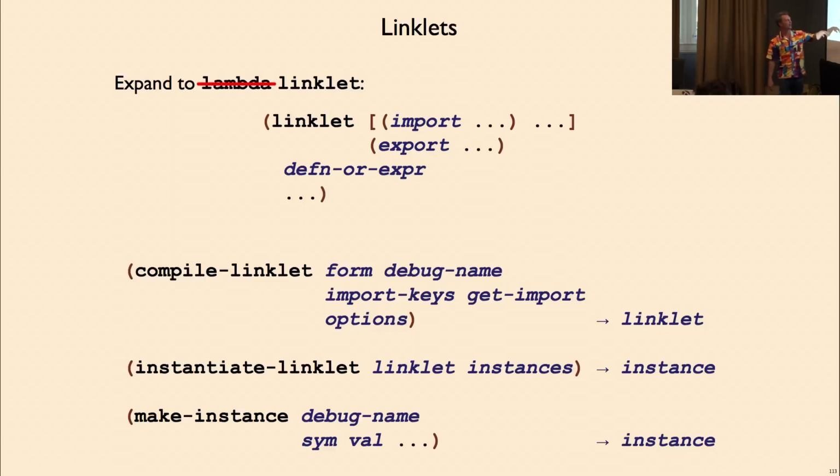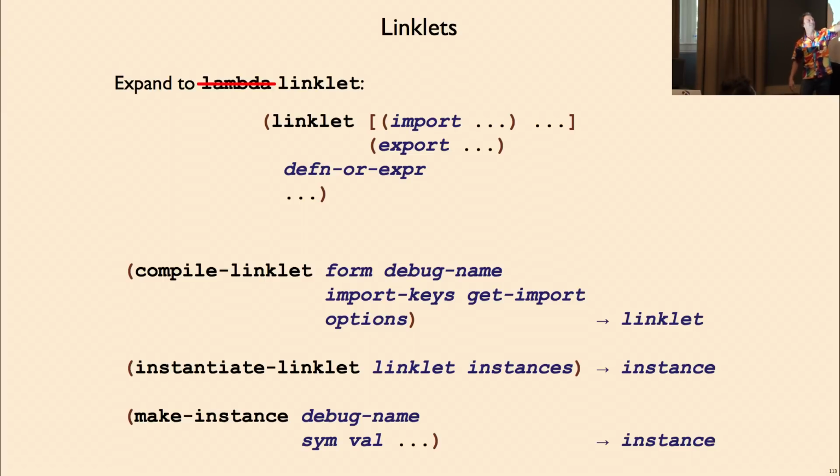The API that goes along with this is compile linklet, where you give it one of these S-expression forms, and then a debug name. This import keys get import. Get import is a callback. So that is how the macro expander module manager collaborates with the underlying compiler, or really the schemify layer does, to help it. I shouldn't say really the schemifier. Let's back up.